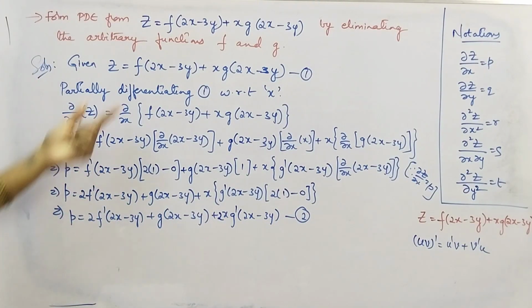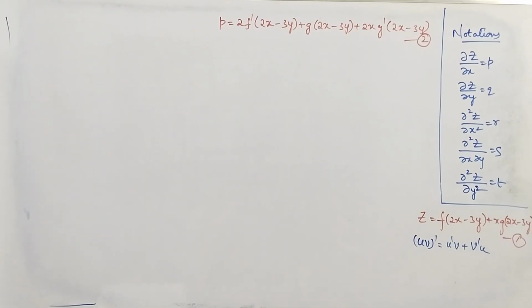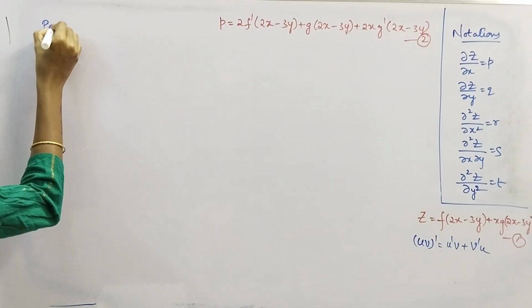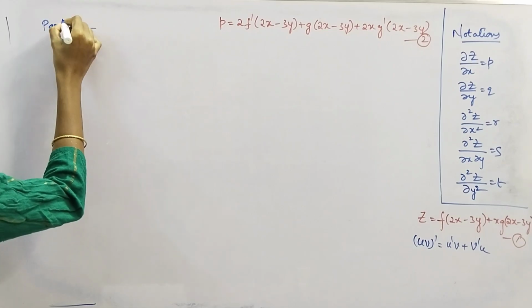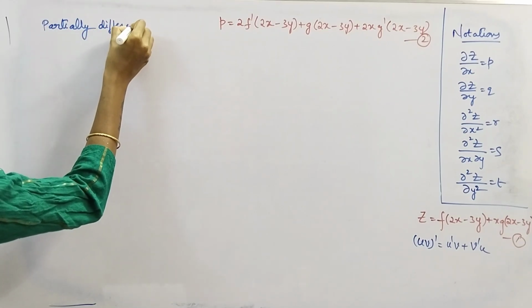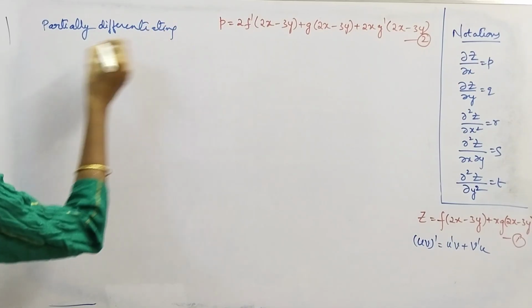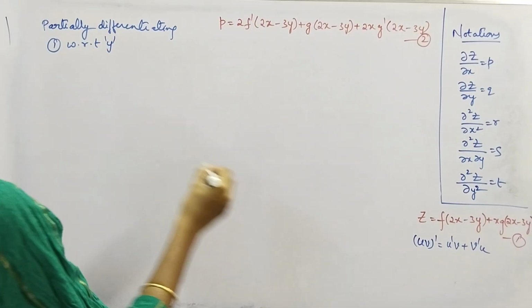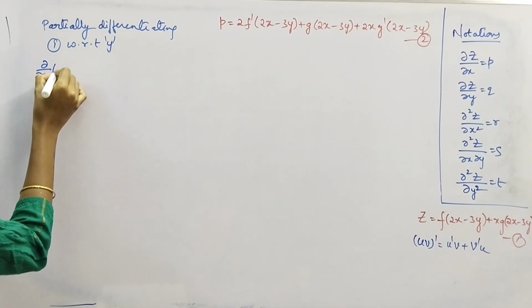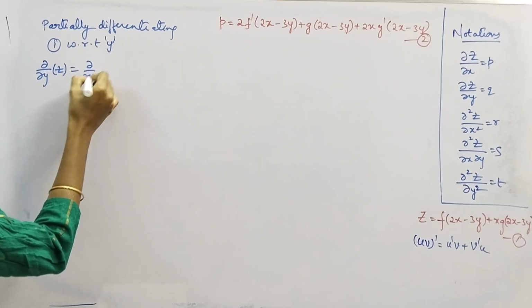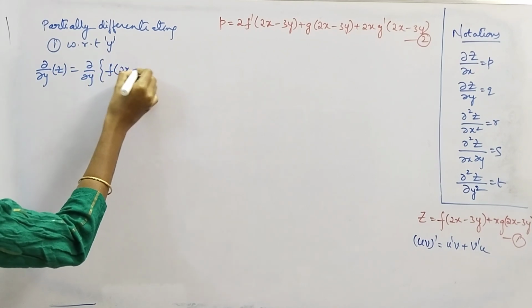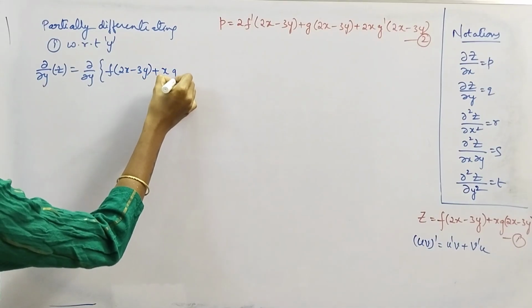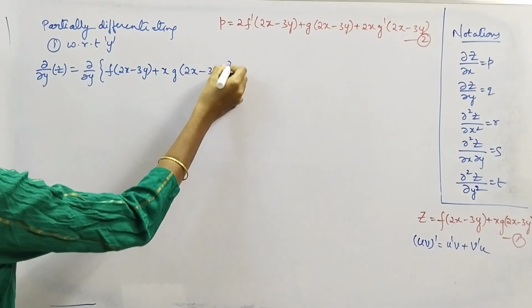Now let's partially differentiate 1 with respect to y, so that we'll get the equation involving q. Partially differentiating 1 with respect to y. Just apply dou by dou y on both sides of 1. We'll get dou by dou y of z equal to dou by dou y of f of 2x minus 3y plus x into g of 2x minus 3y.